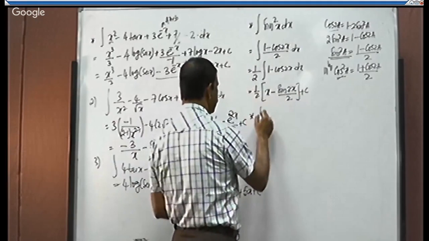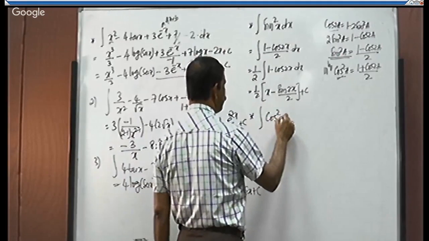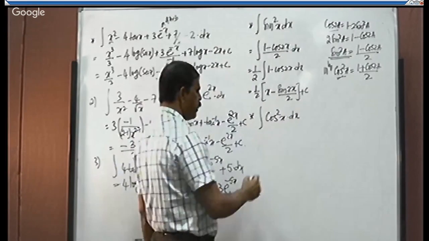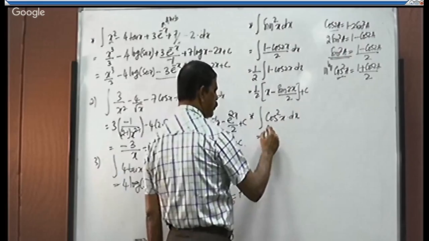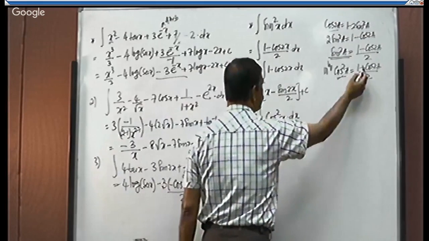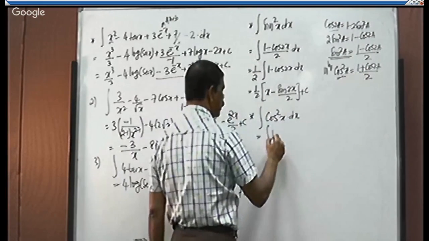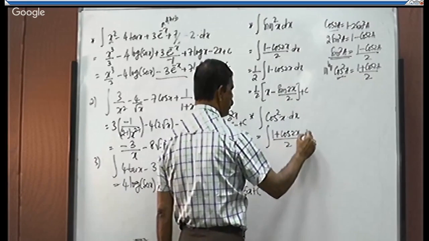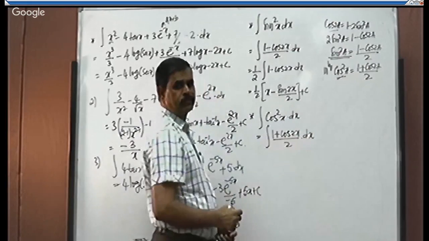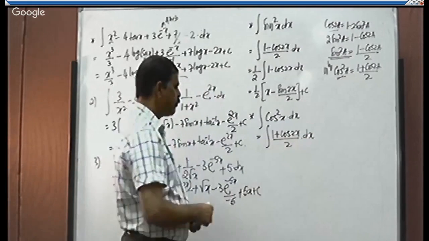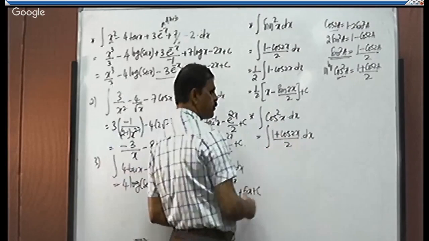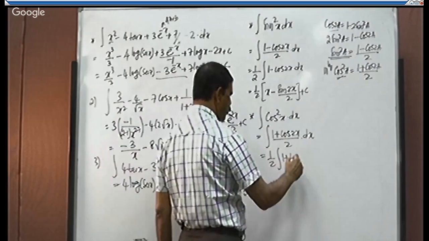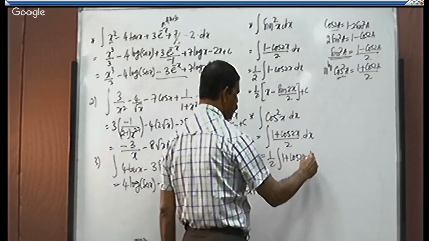The same way we can take cos square x. This is an important one. Sine square, cos square, sine cube, cos cube. Integration of cos square x: this cos square can be taken as 1 plus cos 2a by 2. So 1 plus cos 2x divided by 2 into dx. Cos square x is 1 plus cos 2x by 2. Take 1 by 2 outside. What is remaining? 1 plus cos 2x into dx.